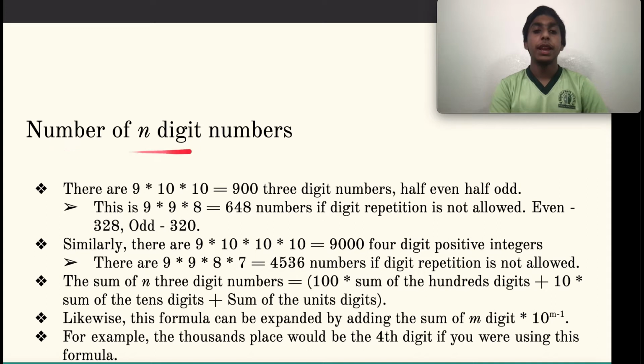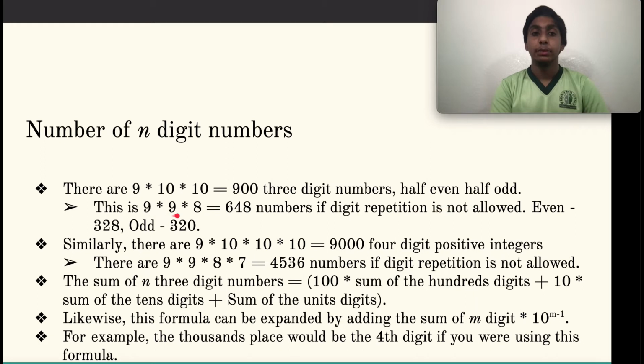So, the number of n-digit numbers. There are 9 times 10 times 10, 900 3-digit numbers, half even, half odd. How do we get to this? The first digit has 9 possibilities. It can't be a 0, but it can be anything else. The second digit has 10 possibilities, and the third one also has 10 possibilities. Based on that, I figured out there are going to be 900 3-digit numbers. Half will be even, half will be odd.